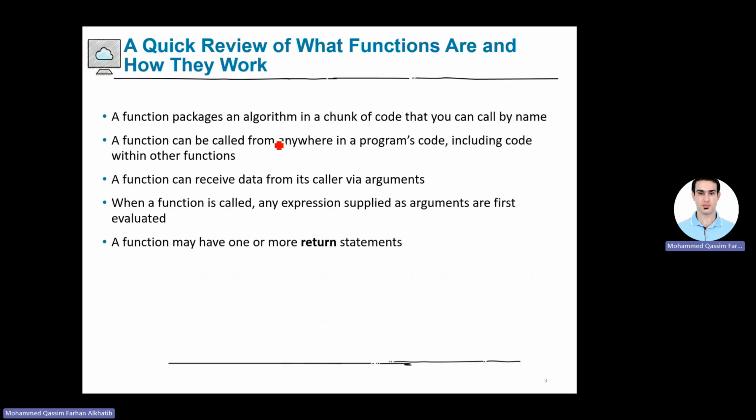So a function packages an algorithm or code in a chunk of code that can be called by its name. So functions must have a name. Any name you decide, as long as it's not a reserved word and follows the naming rules of Python. A function can be called from anywhere in a program code, including code within other functions. A function can receive data from the caller, and that's what we call arguments of the function. When a function is called, any expressions supplied as arguments are first evaluated.